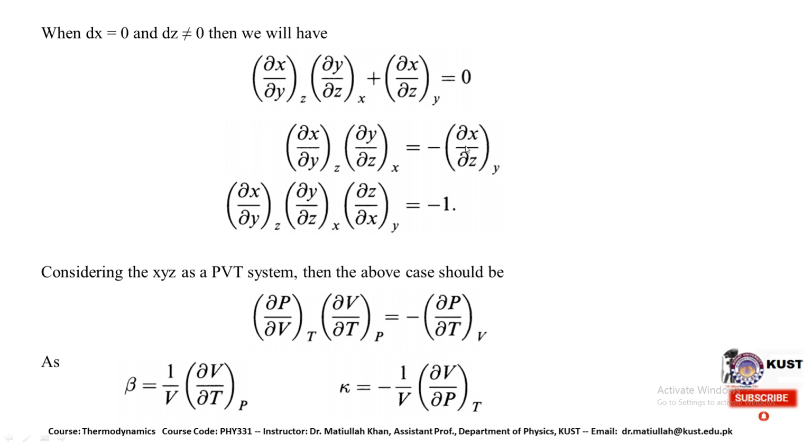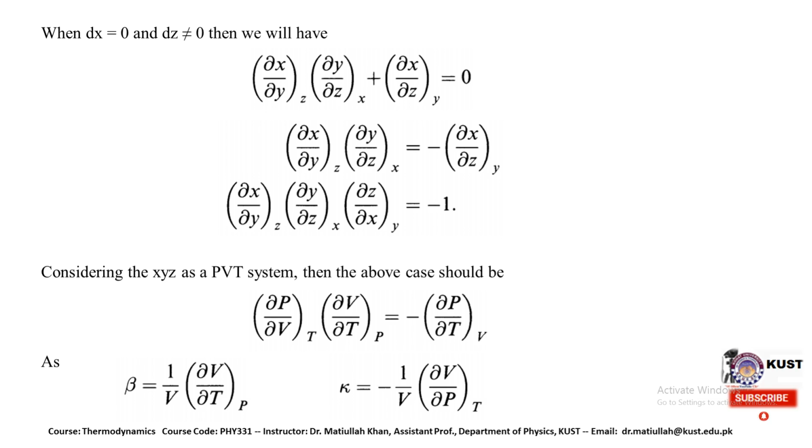The numerator and denominator will cancel with each other, and at the end here we will get change in x with respect to y when z is constant, multiplied by change in y with respect to z when x is constant, and the third one is change in z with respect to x when y is constant, which is equal to -1. So this is the final part of the equation.